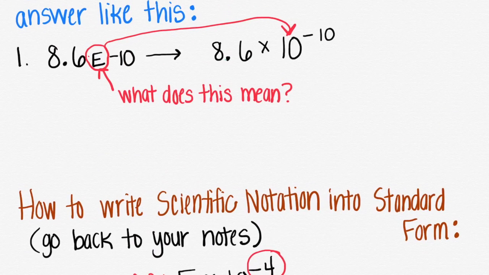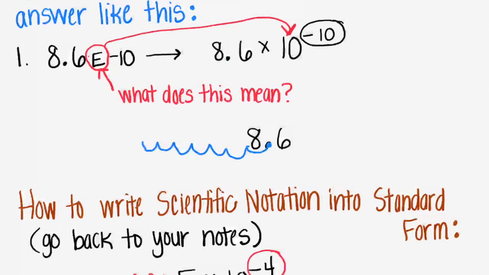Now, let's return to number 1 at the top of your page. Remember, we had 8.6 times 10 to the negative 10. Let's go ahead and turn this into standard form. We have a negative exponent. We are going to write 8.6, and we are going to move this decimal 10 times to the left because of the negative. 1 time around the 8, and now 9 more times to the left. 1, 2, 3, 4, 5, 6, 7, 8, 9. And we fill that in with zeros.